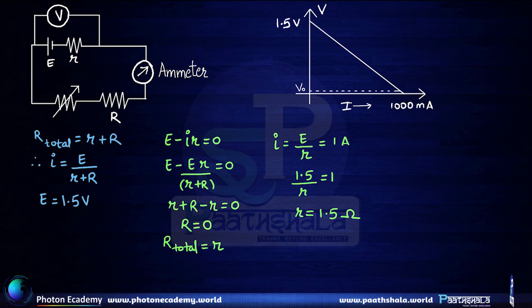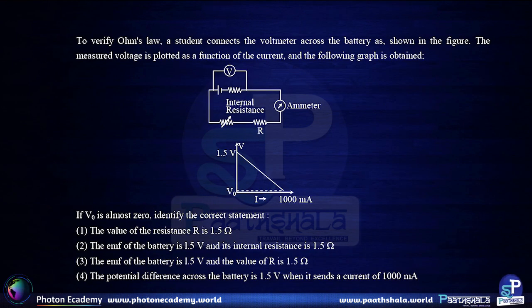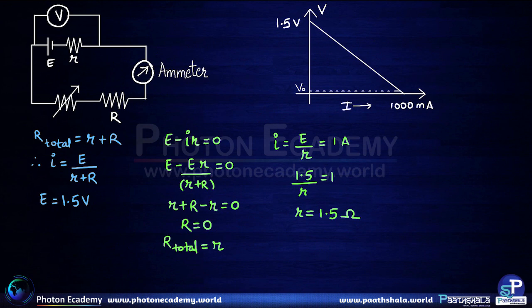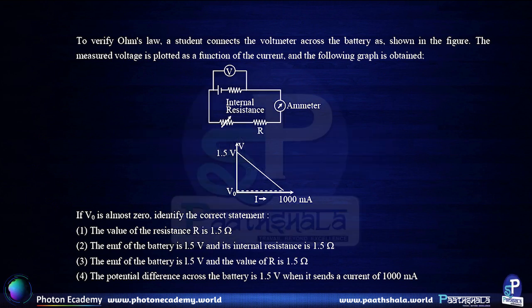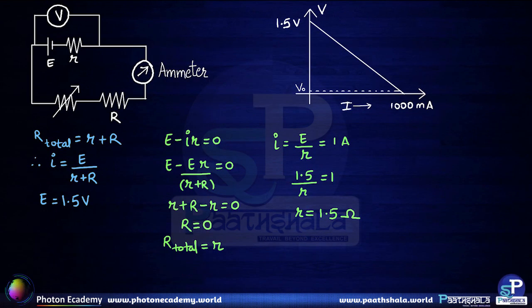Now let us see the options. The first option says the value of the resistance capital R is 1.5. This is incorrect as we have found the value of R is 0. The next option is the EMF of the battery is 1.5 volt and its internal resistance is 1.5 ohms. This is correct as we have found the EMF of the battery is 1.5 volt and the internal resistance is 1.5 ohms.